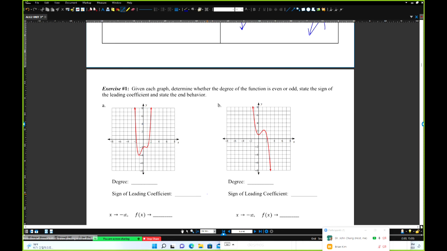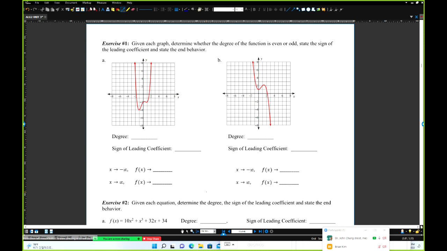Now the next one is even functions and odd functions. We're going to have one more practice over here. From the graph, both sides end up, isn't it? What is the degree of this one? Approximately, is the degree even or odd? Same direction, it should be even. Both sides up, so the leading coefficient is positive. That's why both are up.